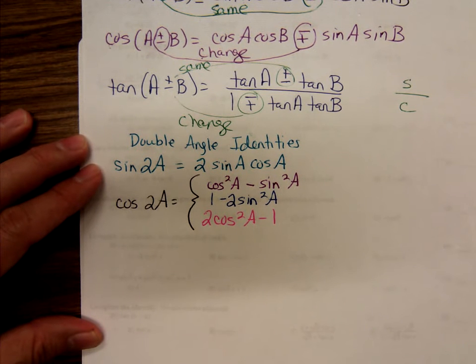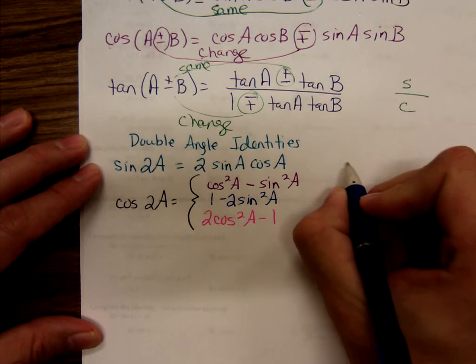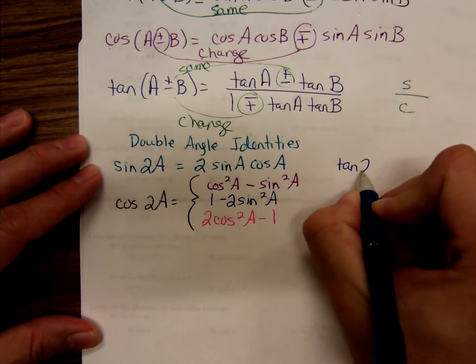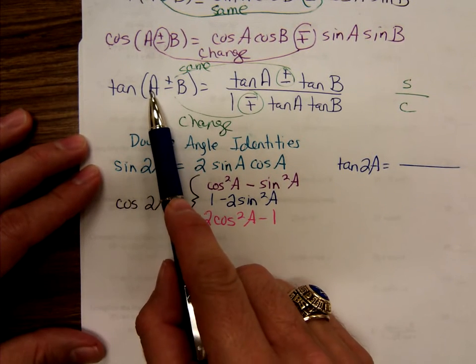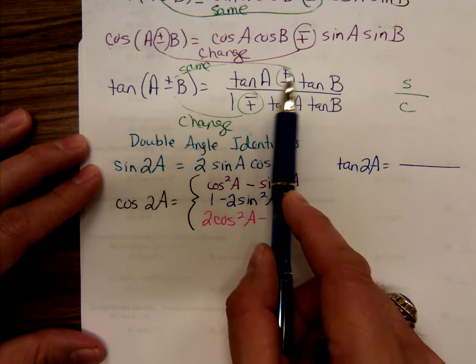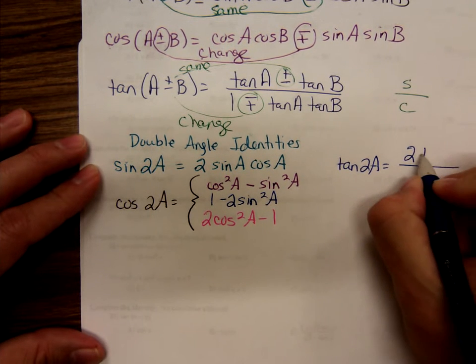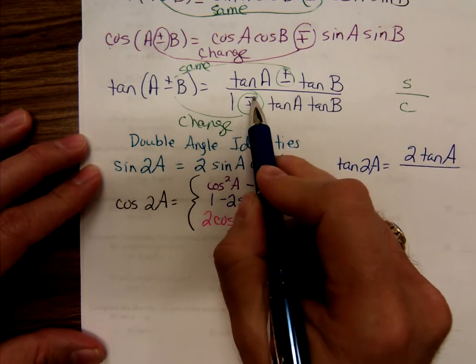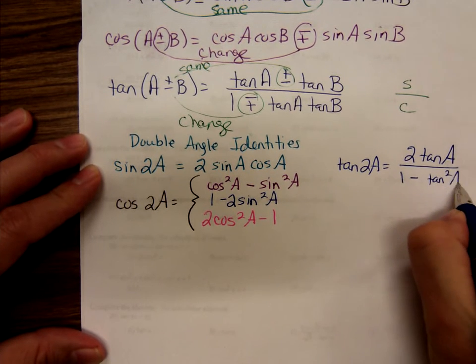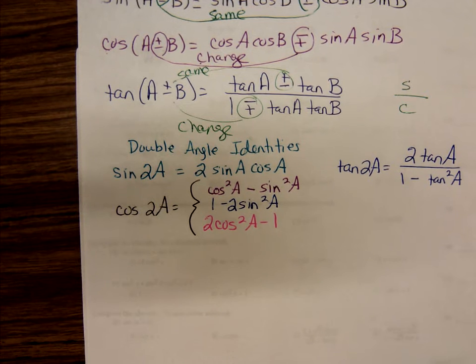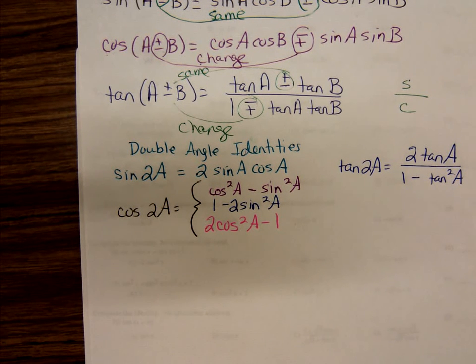Finally, the double angle identity for tangent 2a, I think I'll write it right here. Tangent 2a. One just comes straight from thinking of 2a as a plus a, so it's tangent a plus tangent a, 2 tangent a, over 1 minus tangent a times tangent a, which is tangent squared a. Those identities will pop up on some of these problems we're going to be doing today. So let's look at problem number 12.